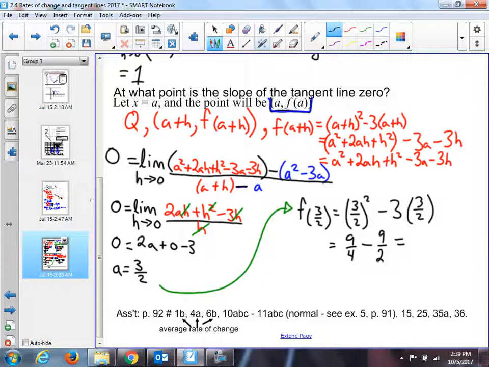The final answer is, is it positive or negative? Negative 9 over 4. Or quarters, yeah. I said it out loud. Okay, the slope of the tangent line is 0 at 3 halves and negative 9/4.